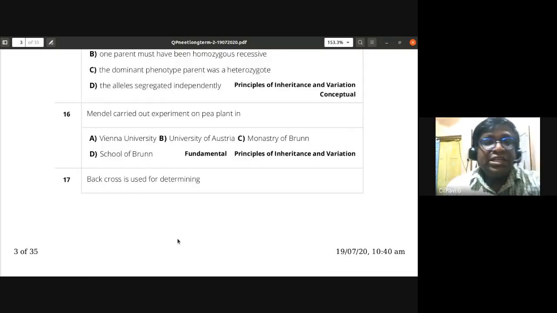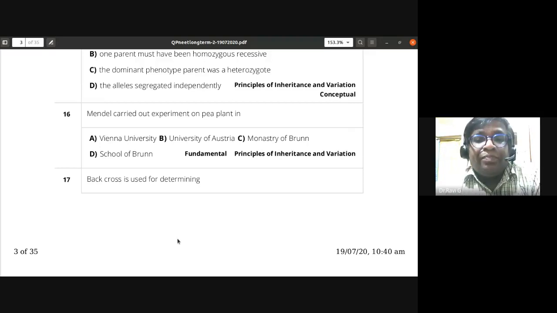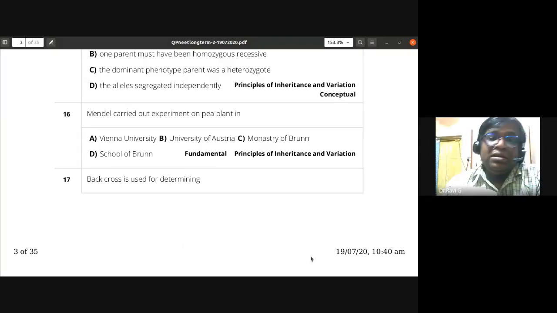16th one, Mendel carried out the experiment on pea plant in, where did he carry it out? Was it Vienna University, University of Austria, Monastery of Brunn, or School of Brunn? The answer is Monastery of Brunn. So he was a monk. Gregor Johann Mendel was a monk who used his backyard garden for all his experiments on monohybrid and dihybrid cross. So it was Monastery of Brunn, or Brunn in Austria.